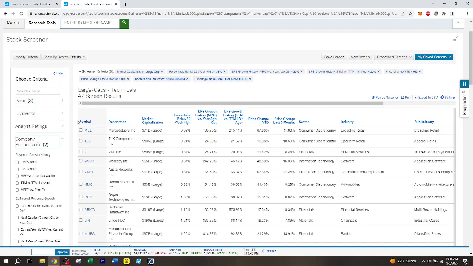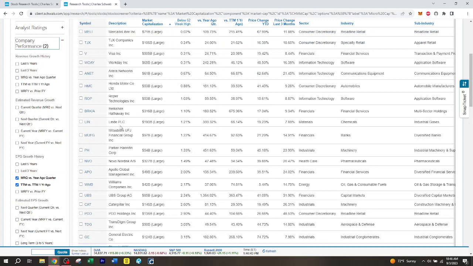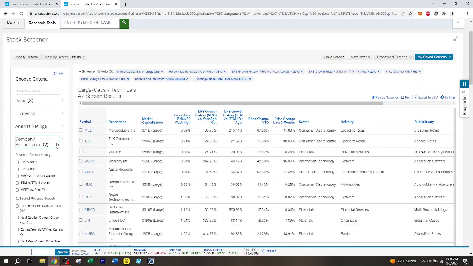Next up, we go to the company performance. So I like to look at the most recent quarter versus a year ago quarter, and then the trailing 12 months versus the trailing 12 months 1 year ago for the EPS growth. We're looking to buy stocks that have above average earnings, and also then take that to the charts. So I screen for the earnings. You want to have the fundamentals align with the technicals that you're looking at.